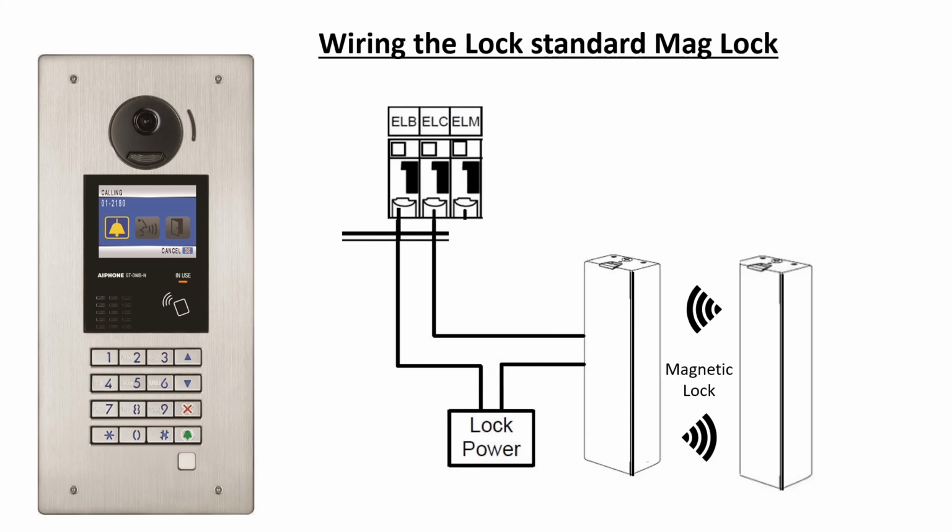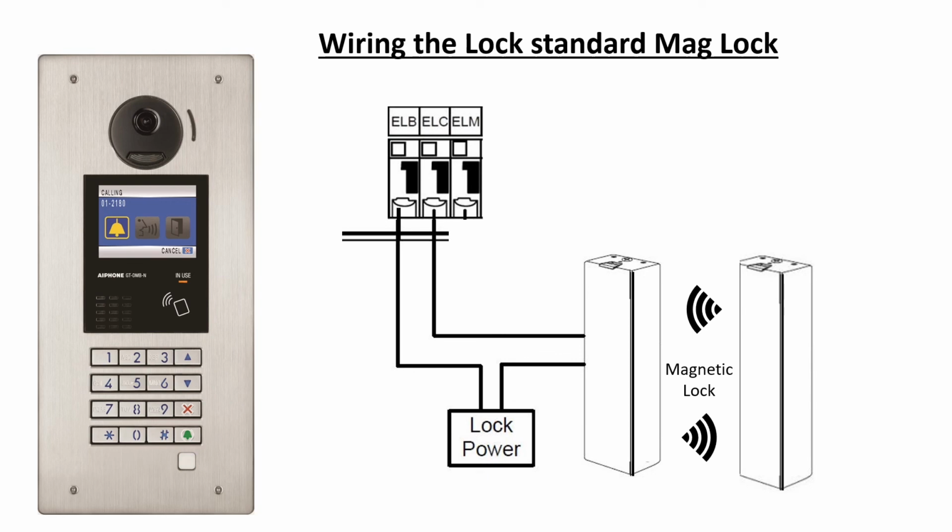Now let's hook up a mag lock. Now we're going to use 2 different connectors, the ELC and the ELB. First, we'll take a wire from the ELC on the back of the door station and go to one side of your mag lock. The other side of the mag lock will go to your power supply. Again, please use a third-party power supply. Do not share the power with the Aiphone system. The other side of the power supply is going to go to ELB.